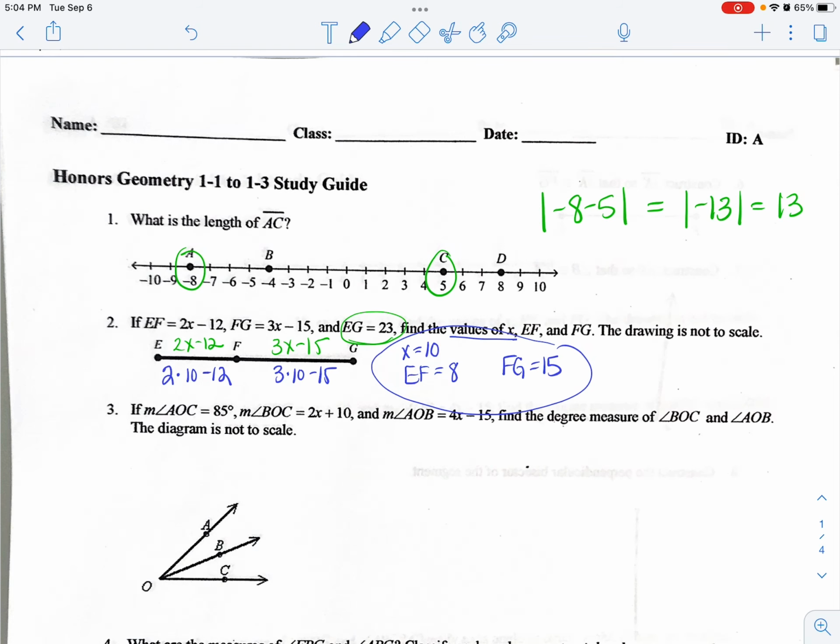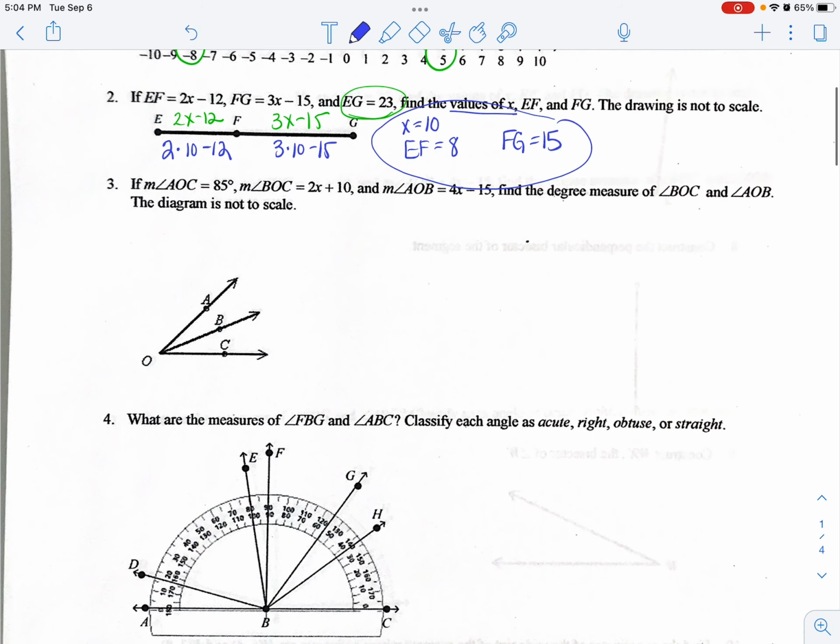Number 3, same thing, except it's the angle addition postulate. Here I see the AOC is 85 degrees. They give me that whole thing. BOC, which is the bottom angle, is 2x plus 10. And AOB, which is the top angle, is 4x minus 15. So very similarly, we know that the two smaller angles have a sum of the larger angle. And just like before, we're just going to set up an algebraic equation to help us solve that.